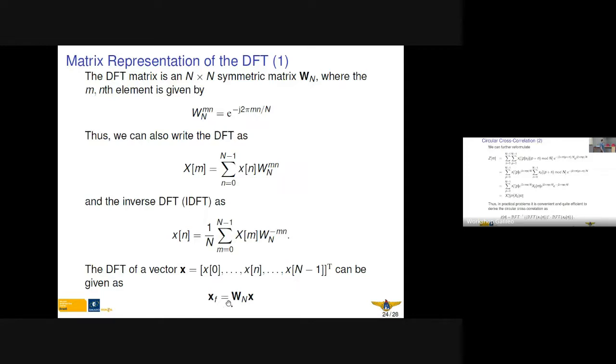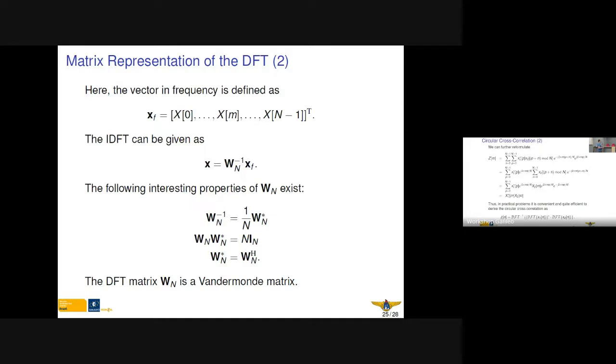And finally we can also write this in a vector form here using these elements of the matrix W_N, these W_mn elements, and we have X_F is the frequency domain vector, and we have the time domain vector x, which is our signal. And X is the frequency domain vector, so capital X0 to X_{N-1}.